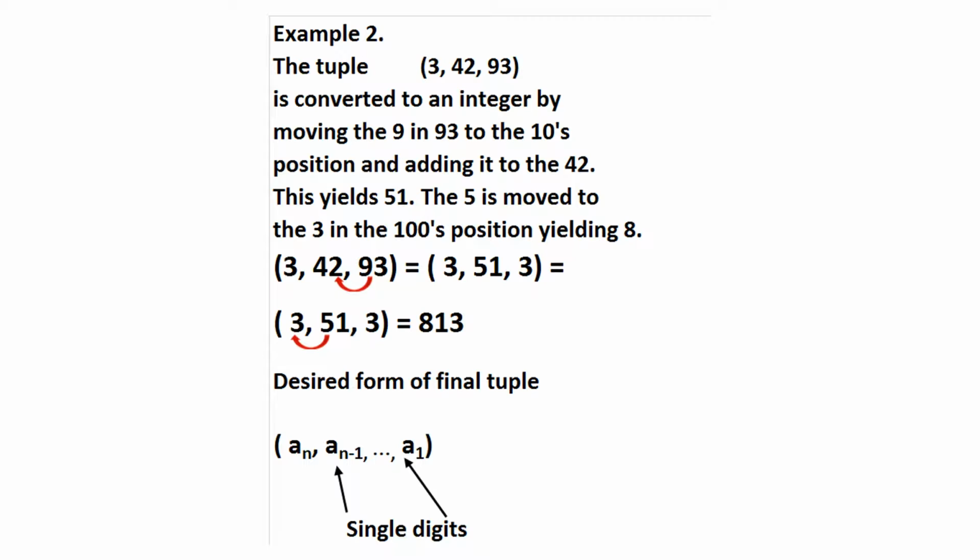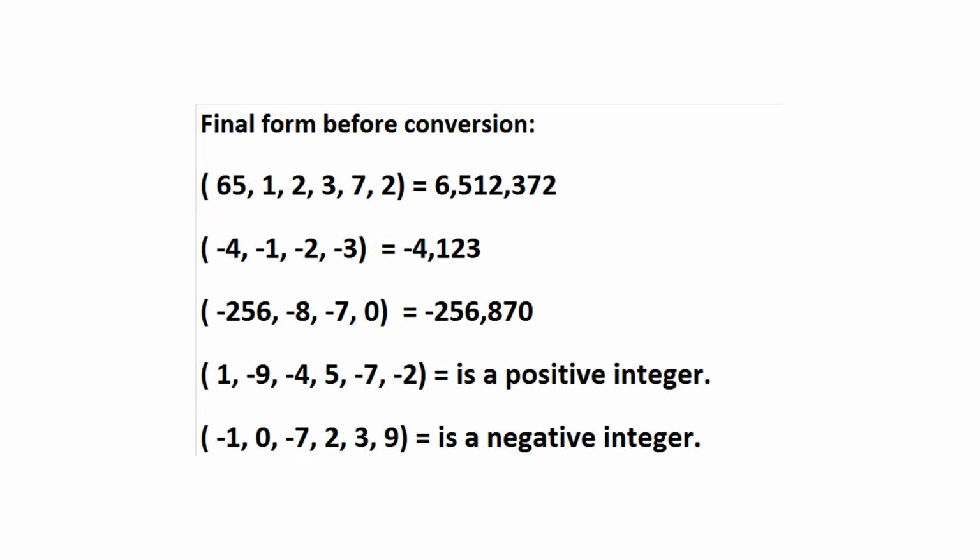When we convert tuples into integers, we usually work from the right to the left. The desired form of the final tuple, before we convert it into an integer, is that the leftmost integer can be more than one digit, but all the integers to the right of that are single digits.